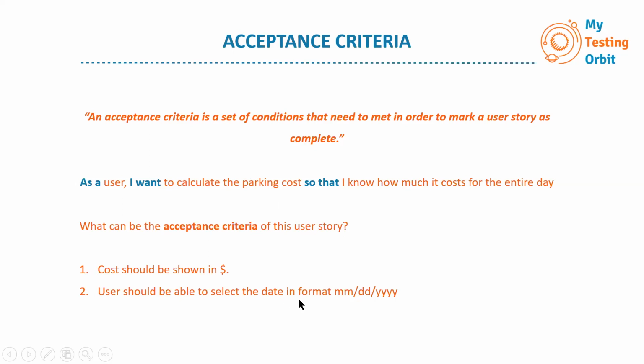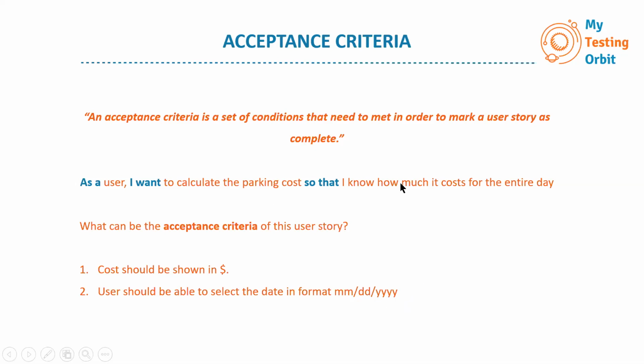I have given 2 examples. There can be many more, and multiple acceptance criteria for a user story. The first is that the cost should be shown in dollars. Over here, we are talking about parking cost, but we are not talking about how the cost will appear, how it will be shown. So this can be one acceptance criteria, that the currency in which we want the parking cost to be shown is dollars.